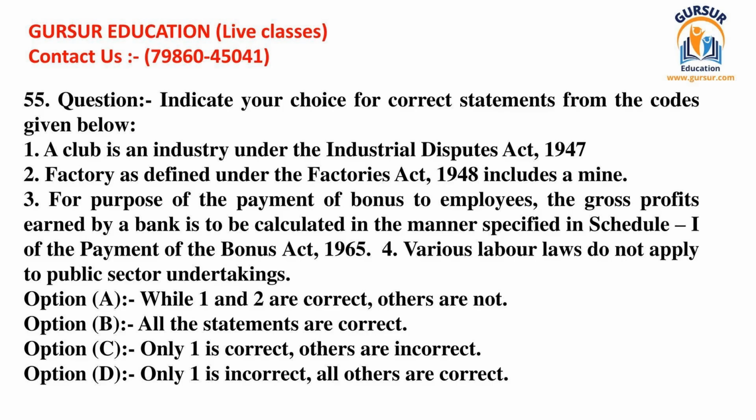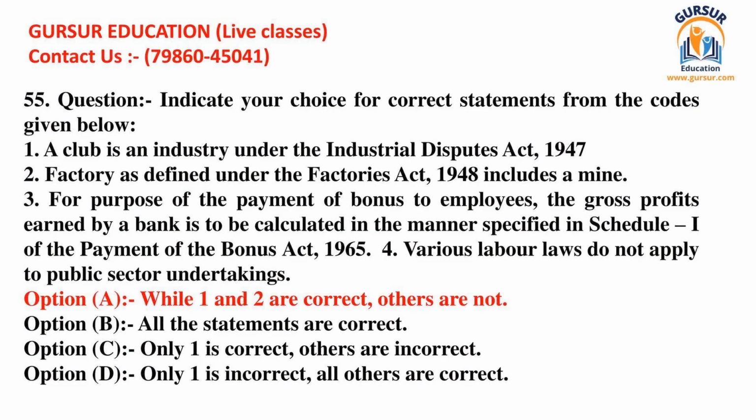The option A is only 1 and 2 are correct, others are not. The option B is all the statements are correct. The option C is only one is correct, others are incorrect. The option D is only one is incorrect, all others are correct. The right answer of the question is option A, and that is only 1 and 2 are correct, others are not.